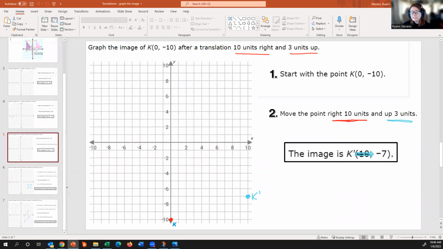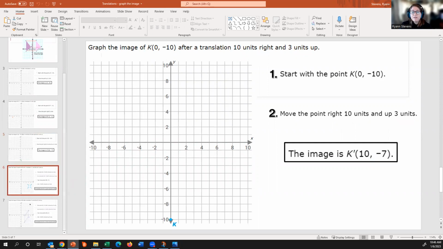So if there is more than one set of instructions for a translation, you want to make sure that you start with one, and then once you finish those directions, like in this case, we moved 10 units to the right, once we finished with that, then we were able to move it 3 units up.